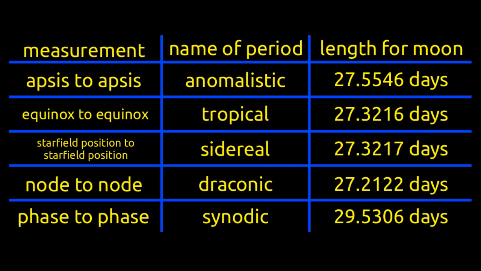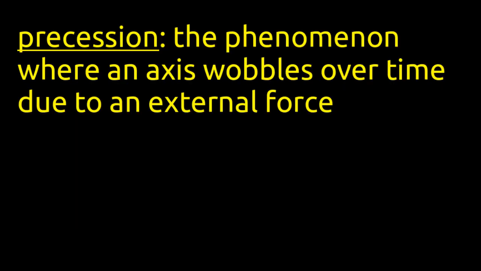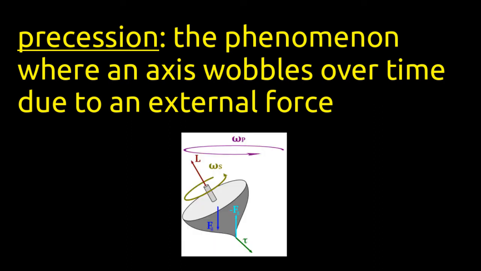The differences between the lengths of the other 4 lunar months are attributable to the phenomenon of precession, whereby an axis of a rotating object wobbles due to an external force. Precession is commonly demonstrated with a top. If you've ever spun a top, you might have noticed that the axis around which the top spun points in a different direction over time, generally tracing out a circular path.